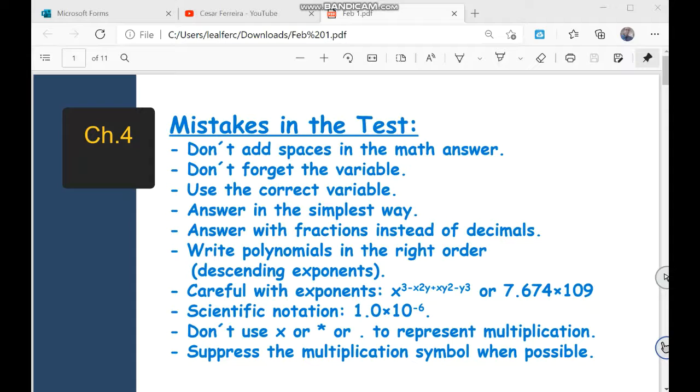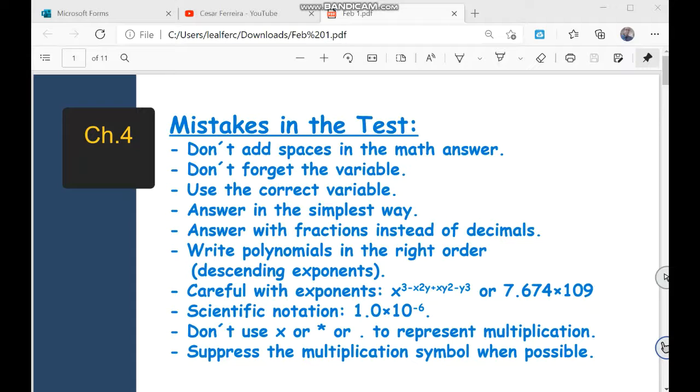Any questions about the silly mistakes that you made? But I gave you the points. From now on, if you work on the test, if you work on a quiz, I'm not going to check and give points for these silly things, okay? You have to be careful.